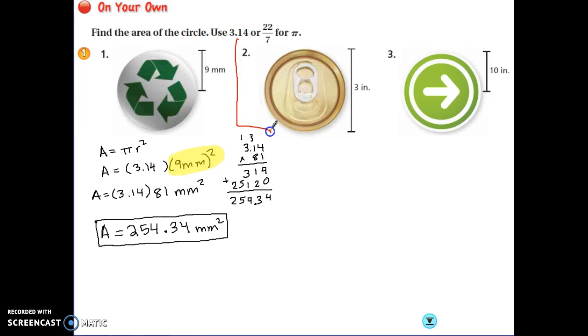Now for number 2 and 3, we need to double check that we have a radius. In number 2, we are not given the radius. We are instead given the entire distance across the circle, which is 3 inches. So since our diameter, the whole distance, is 3 inches, we need to divide that in half to get the radius. So in this case, your radius is going to be 1.5 inches. Now that you have your radius, you can go ahead and find the area by using our formula, area equals pi r squared. I'd like for you to go ahead and pause the video and do number 2 and number 3 on your own.